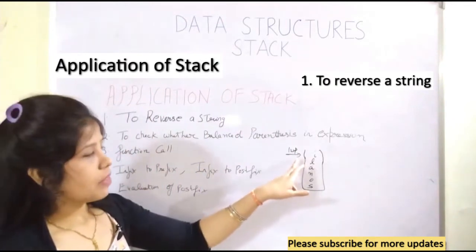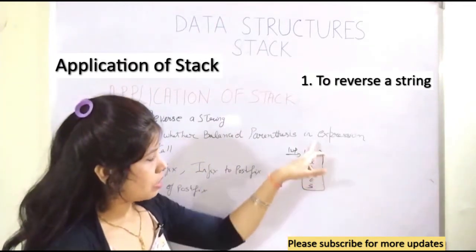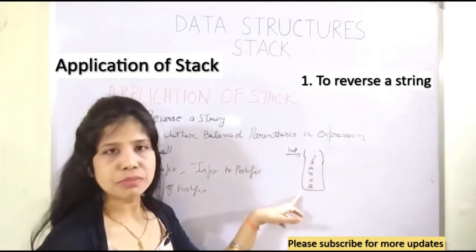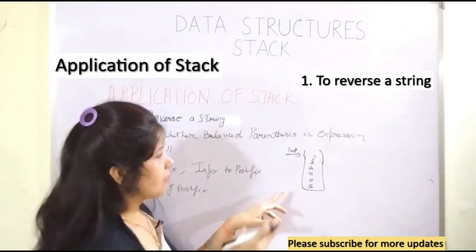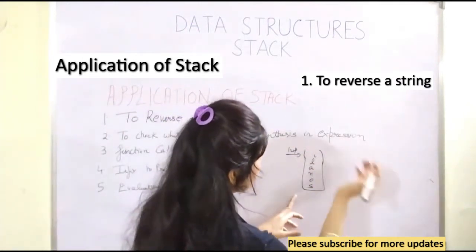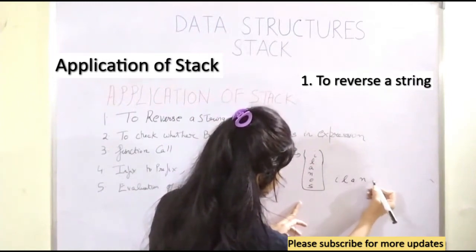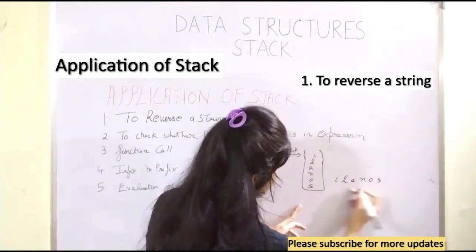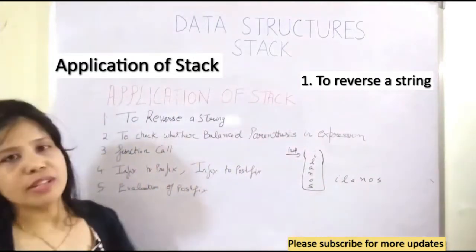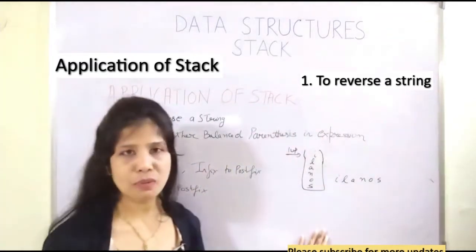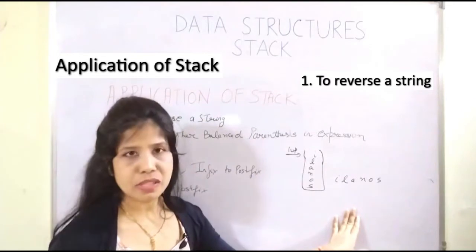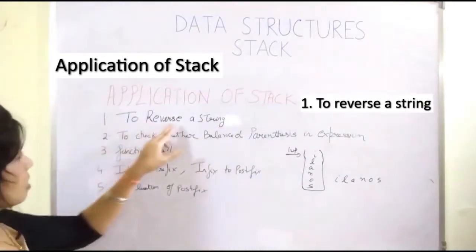So whenever I am given this string, I will push one by one onto this stack, and then I will simply pop. When I pop, I'll get the last element, that is I, then I'll get L, then A, then N, O, and S. You can see how I got the string reversed. So you will write a program for that. I have dedicated a different session for the same. This is the first application.